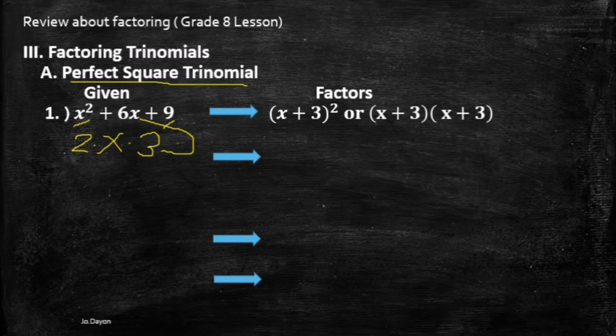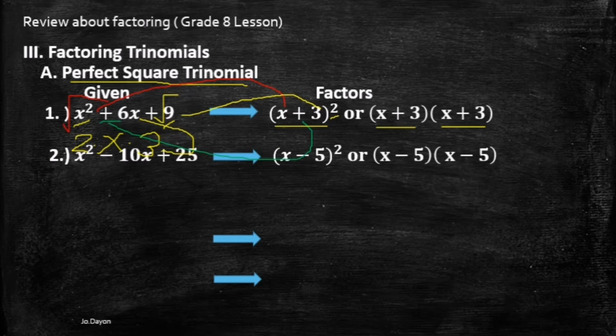Now, to get the factors, we're going to get the square root of the first term, and the square root of x squared is x. Next, we are going to copy the sign of the middle term. The sign of the middle term is positive. Then, we are going to get the square root of the third term, and the square root of 9 is 3. And do not forget, you're going to raise this to the power of 2. And the factored form is quantity of x plus 3 squared, or quantity of x plus 3 times quantity of x plus 3.